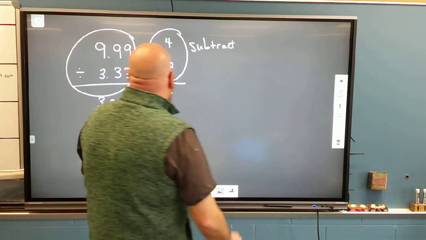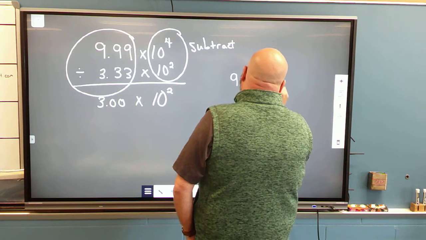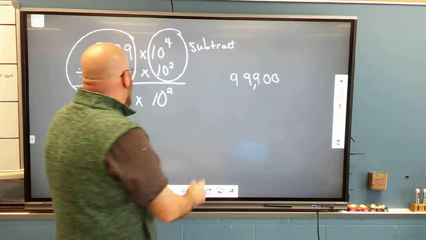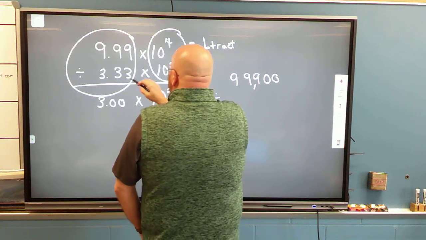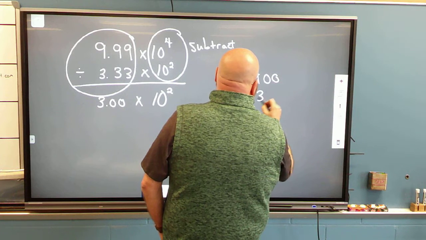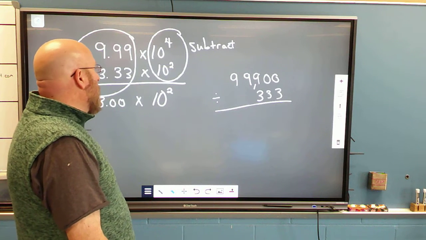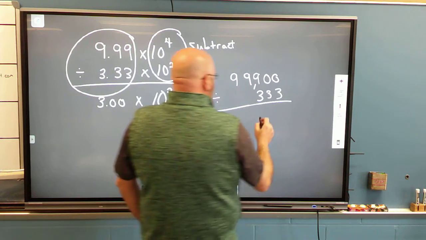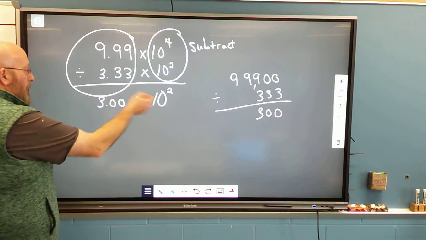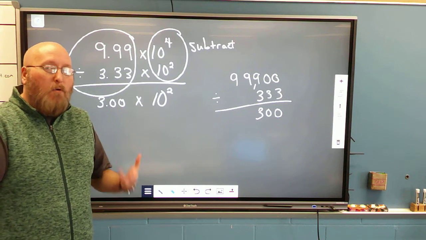Okay? So just to make sure, if we got 9.99 times 10 to the fourth, that's 99,900, right? And if we divide that by 3.33 times 10 to the second, that's 333. Well, 99,900 divided by 333 should give us 300. Well, 300 is 3 times 10 to the second, isn't it? So again, pretty straightforward, isn't it?